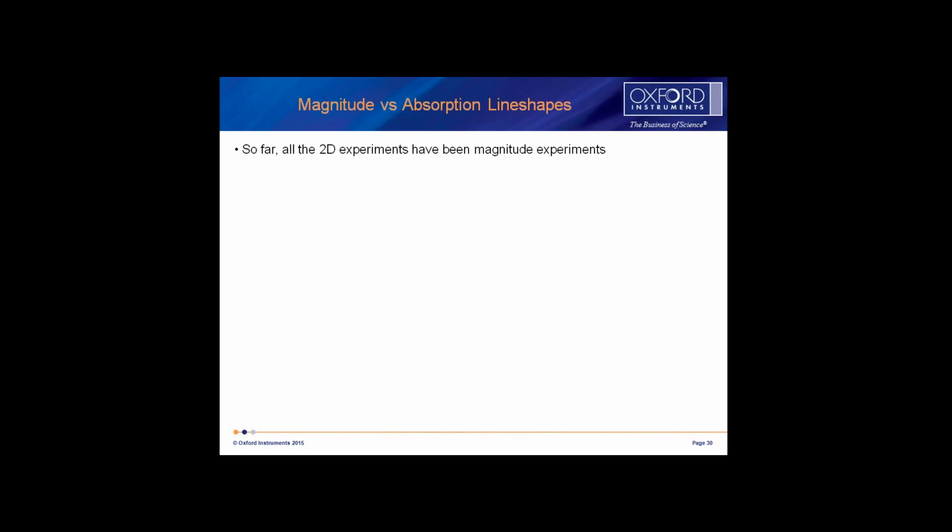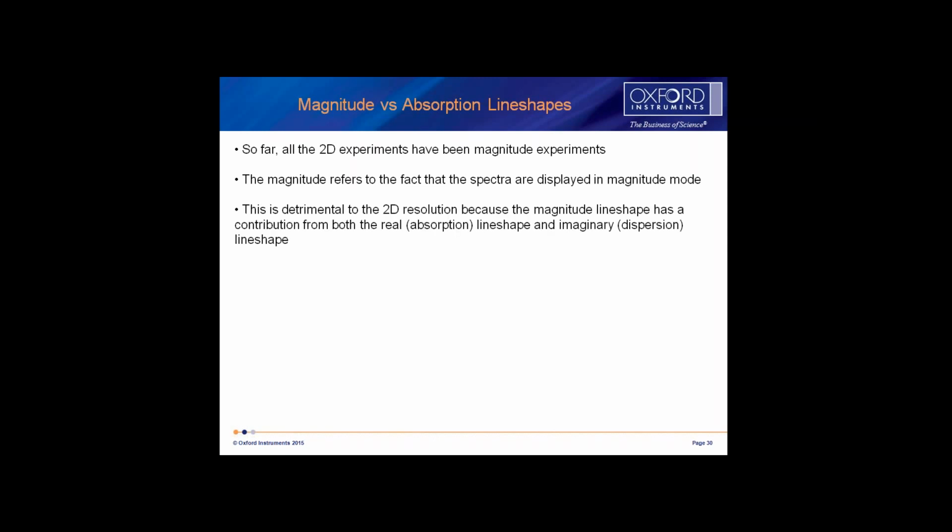So far, all the 2D experiments we've looked at have been magnitude experiments. That's to say, the magnitude refers to the fact that the spectra are displayed in magnitude mode. This has a disadvantage that the 2D line shapes in magnitude mode are a mixture of real or absorption line shapes and imaginary or dispersion line shapes. And this results in signals with very broad wings. So it means separating out some of the signals can be difficult because there's interference from the broad base of the signals.